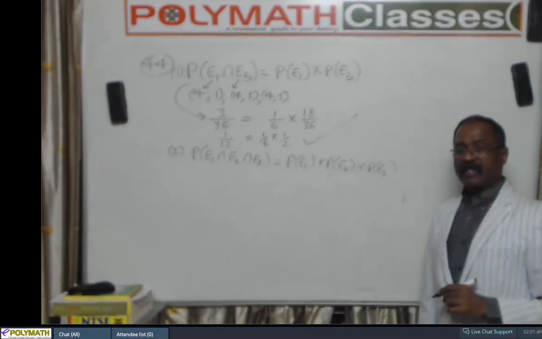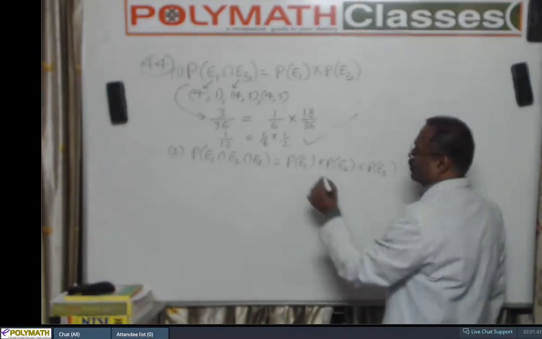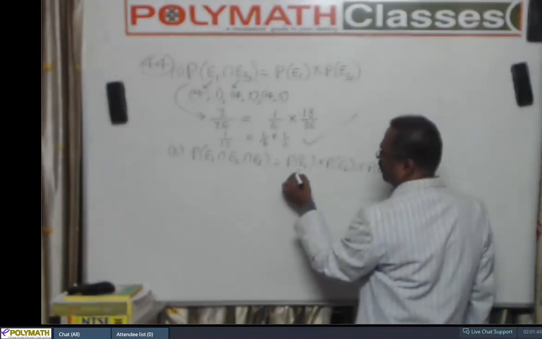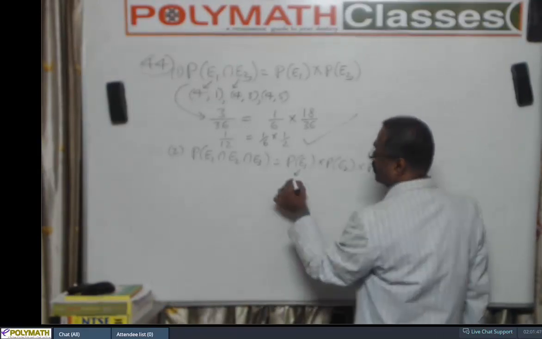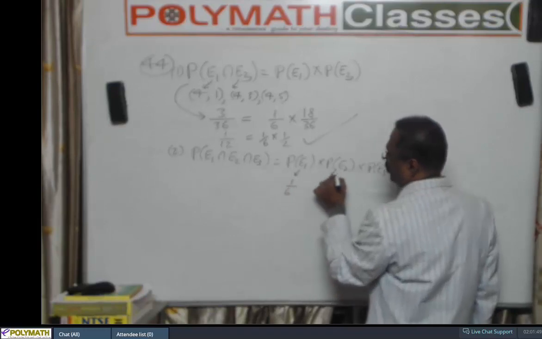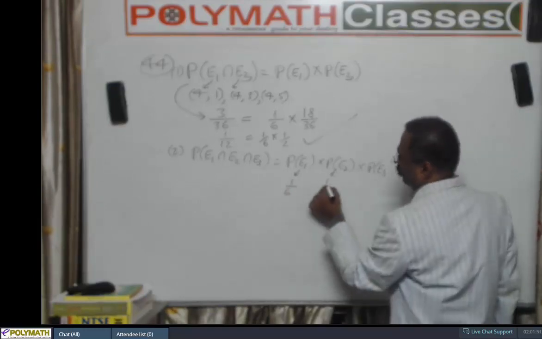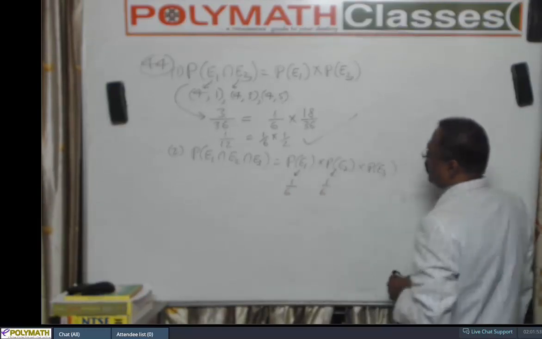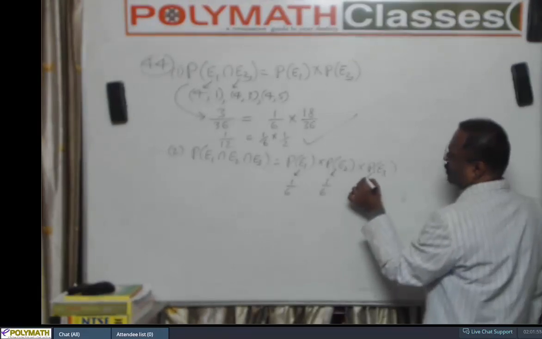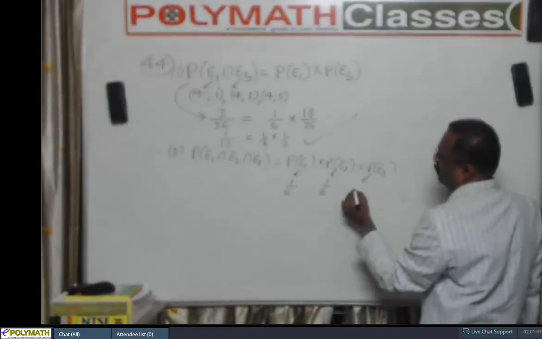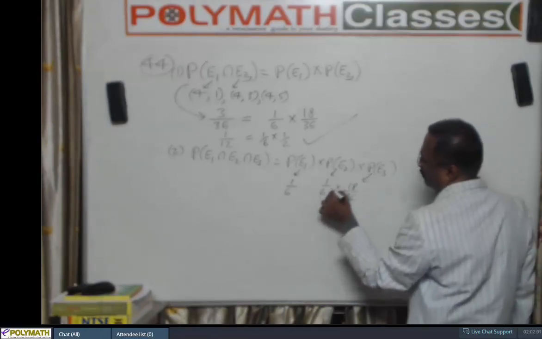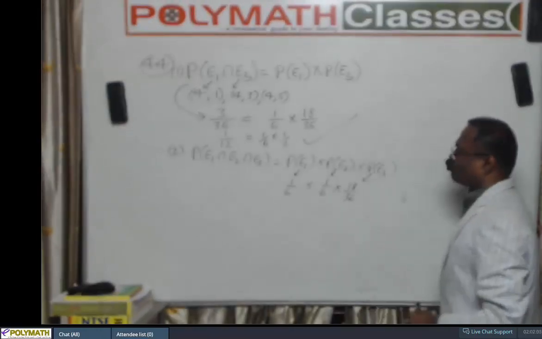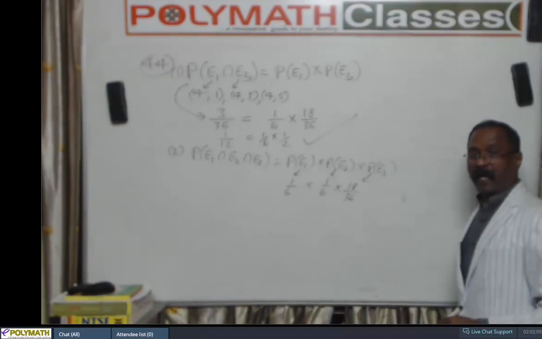Correct statement. Let us come to this now. E1 is getting number 4, 1 by 6. E2 is getting number 2, 1 by 6. E3 is getting the sum odd, which is 18 by 36. Keep it like that, RHS.